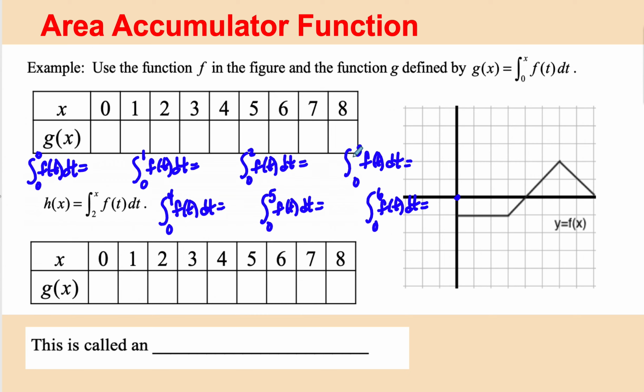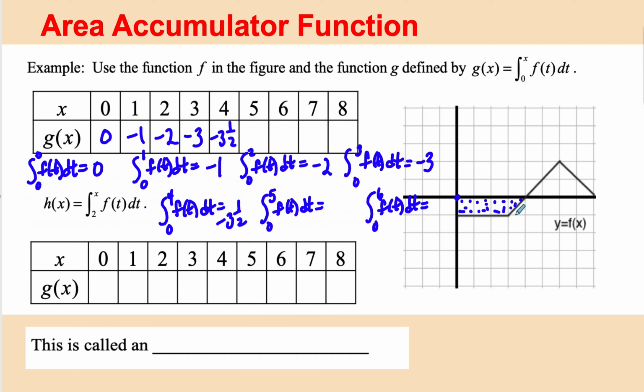Okay, let's take a look at this area accumulator function and actually go through input values and find output values. I'm trying to find the area from 0 to x. If I find the area from 0 to 0, I get 0. I don't get any area; you're not going anywhere. The area from 0 to 1 happens to be -1. From 0 to 2, I'm accumulating -2. From 0 to 3, I'm accumulating -3. And from 0 to 4, I'm going to be accumulating -3.5.